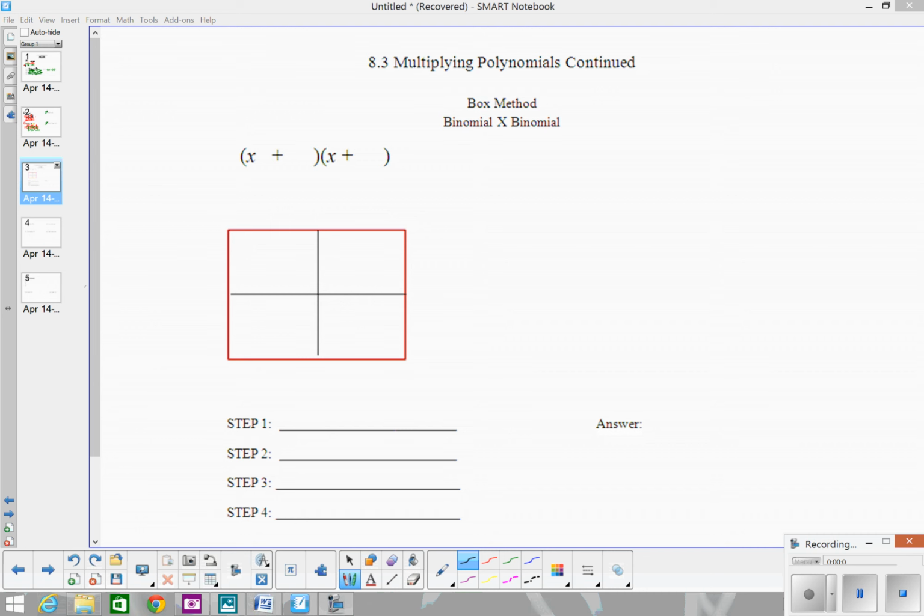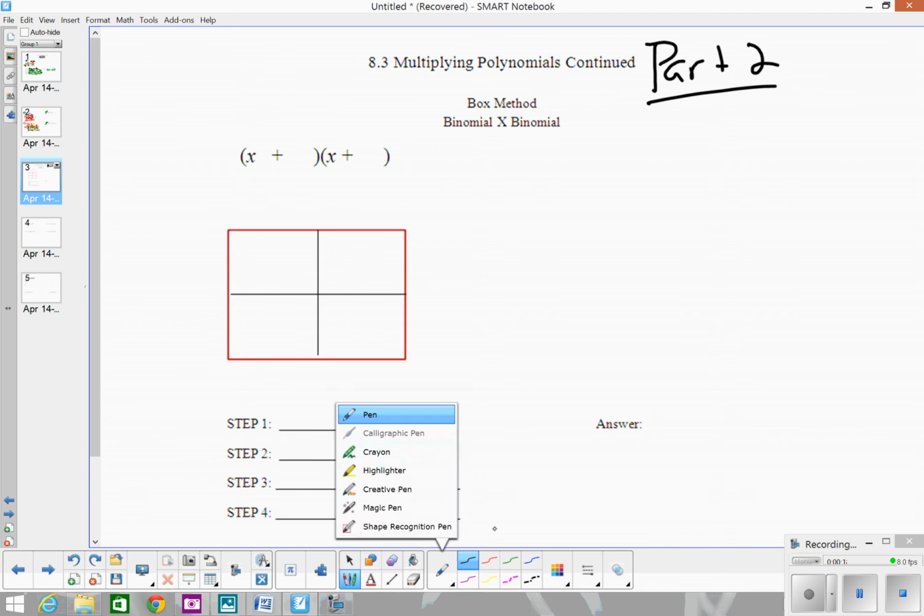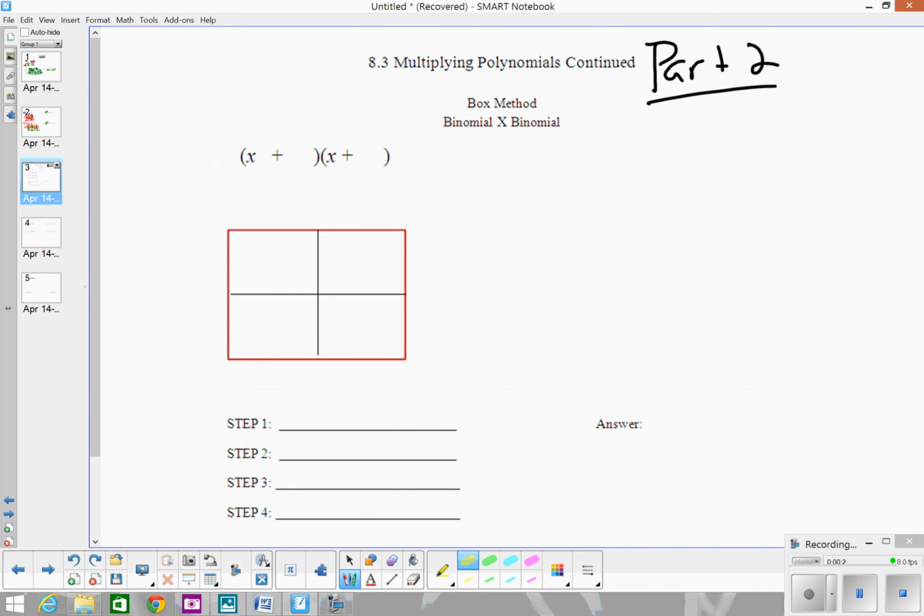Okay, welcome back. We just worked through the first part of 8.3, multiplying polynomials. Now we're going to work through part 2. This part is going to be dealing with a binomial times a binomial.